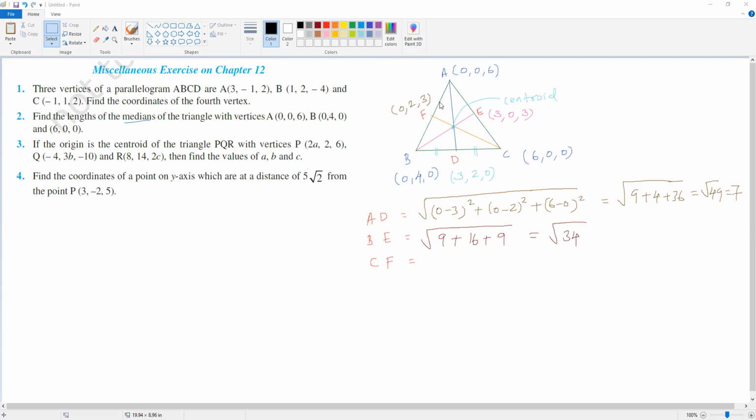Then CF is under root: 6 minus 0, that is 6, 6 squared is 36, plus 0 minus 2, minus 2 squared is 4, plus 0 minus 3, minus 3 squared is 9. So which is equal to under root 49, which is equal to 7. So these are the lengths. You can say that many units.